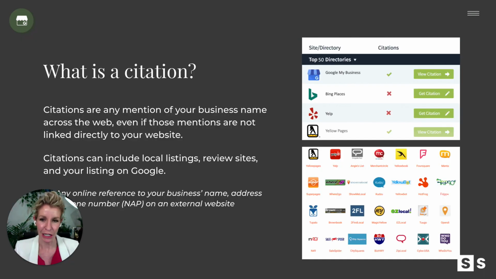So what is a citation? Well, it's any mention of our business name across the entire internet, even if those mentions are not linked directly to our site. This is someone citing you, right? It is any kind of reference to or post about you, listing your business name, and then the key pieces of the citation, address, phone number, etc. So this can include local listings, review sites, and our listing on Google in particular. And this is what we're really focusing on.